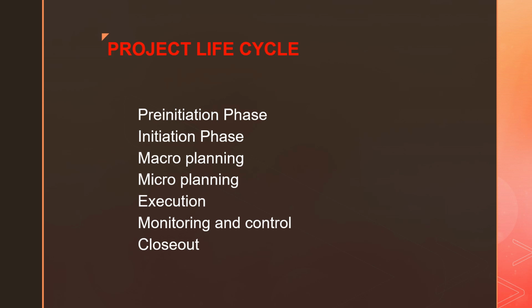Now the next phase is the planning phase, which is divided into micro planning and macro planning phase. The input for the planning phase is a project charter, and the output from the planning phase is a macro plan and a micro plan. So now let's talk about what is involved in micro and macro plans.